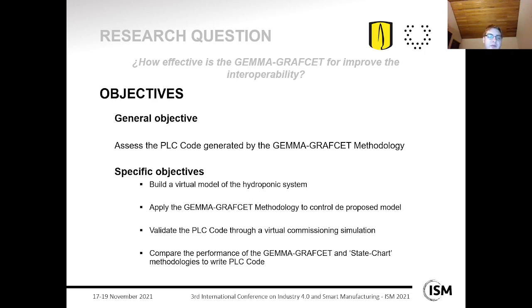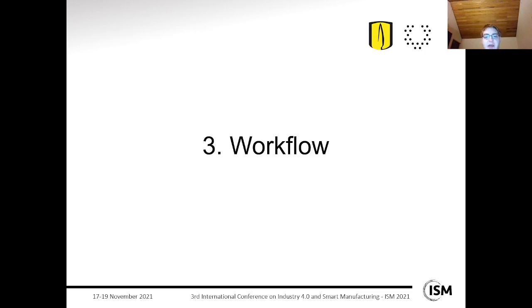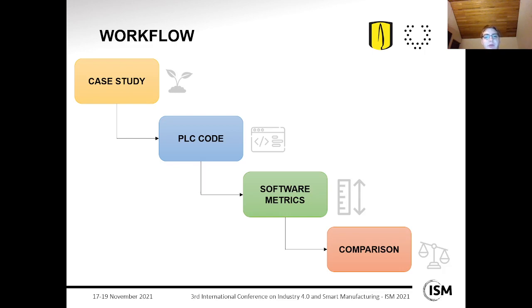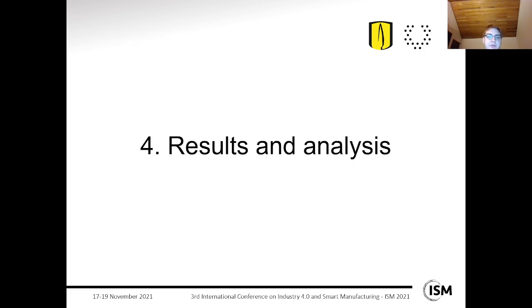So with this objective defined, we can plan a workflow to develop this project. So we propose 4 stages. The first one is the case study, then the PLC code part, next the software metrics, and at the end we have the comparison. I'm going to explain each one later, but we can enter now in the results parts.